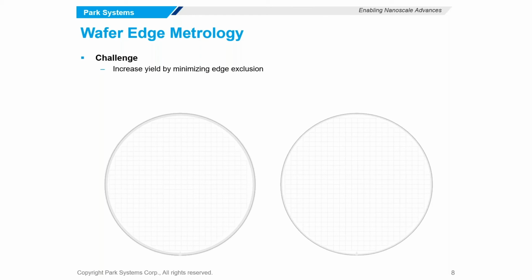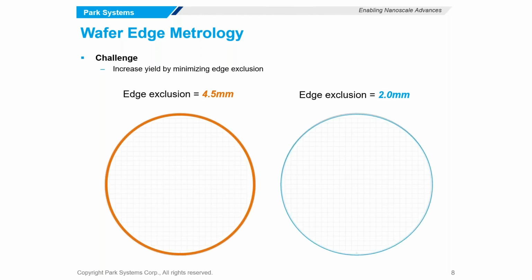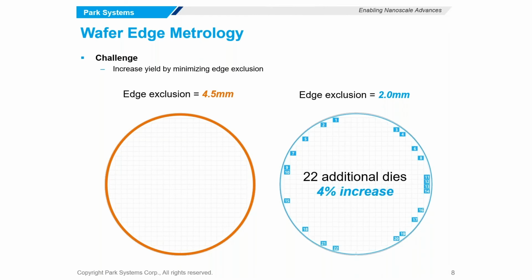The difference between these two particular wafers is the one on the left has an edge exclusion of 4.5 millimeter, while the one on the right is 2.0 millimeter. Now, while at first that might not seem like a great deal of difference, the one on the right with the smaller edge exclusion does have 22 additional dies on its surface in full intact compared to the one on the left, representing a 4% increase. So this kind of increase, particularly for high manufacturing environments of memory products, is especially important to meet the increasing demands of the memory product market.